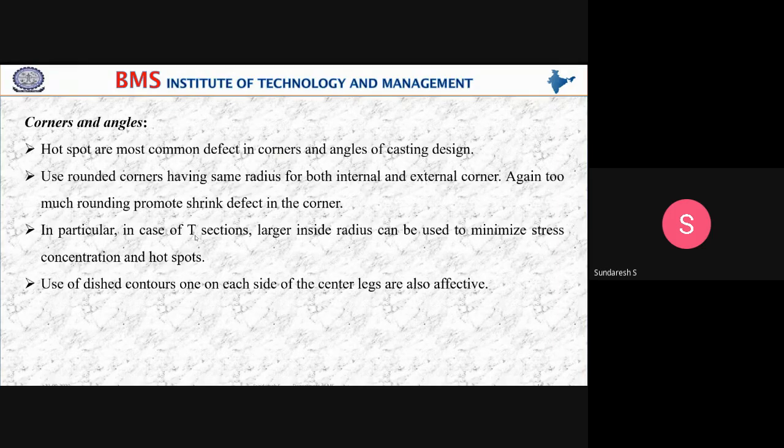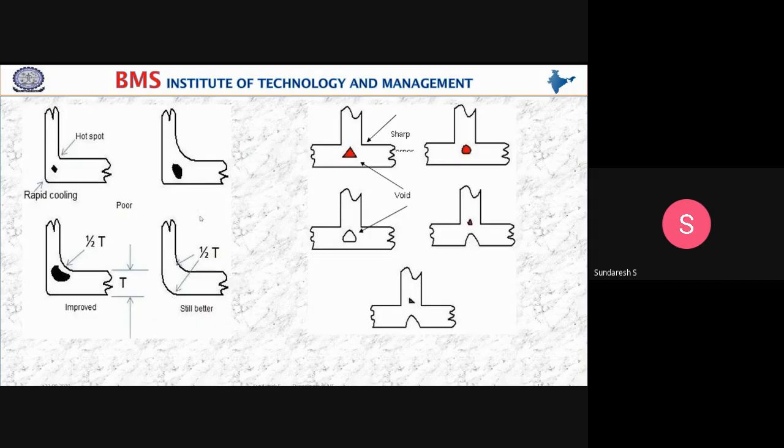Use of dished contours, one on each side of the center legs, is also effective. This is what they say. I think we will see it in the next diagram. So look at these diagrams and please understand them. This is very important. What are the changes? Which one should be avoided and which one should be required? Please check it out, because these are very important diagrams.